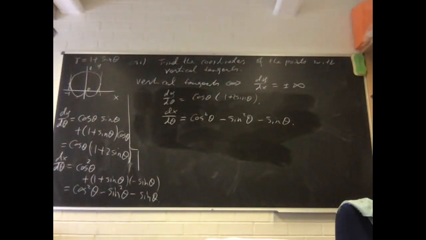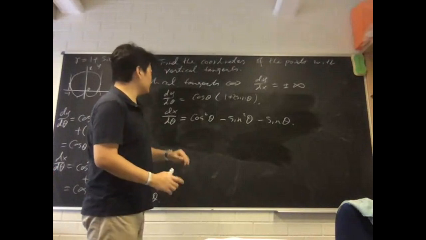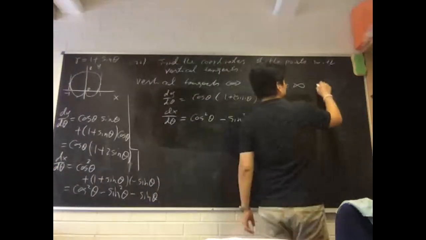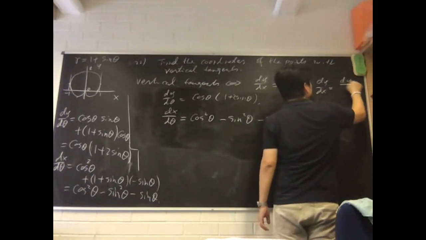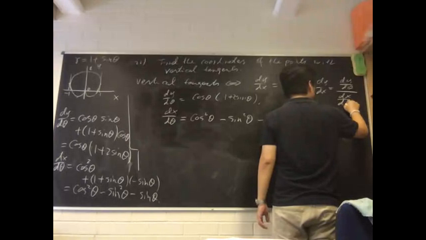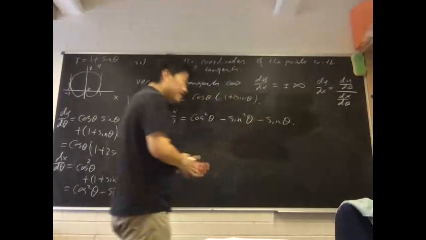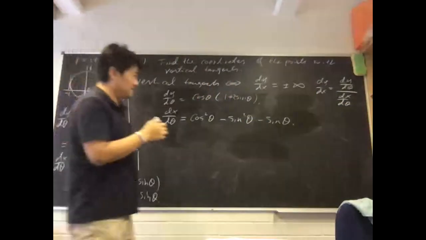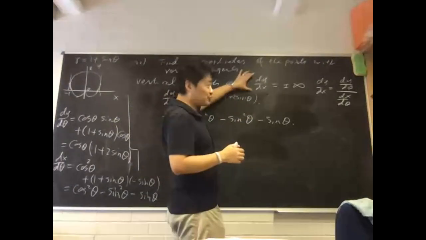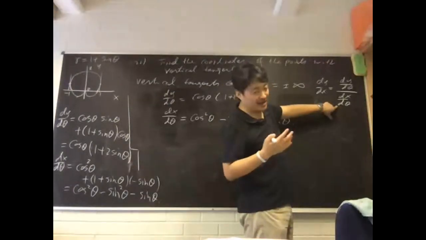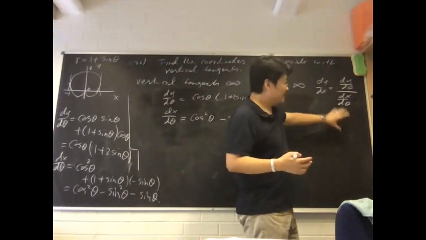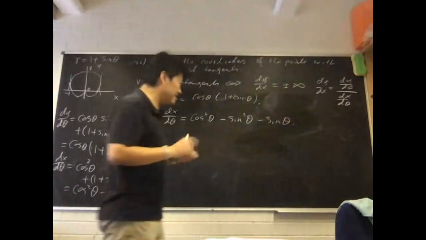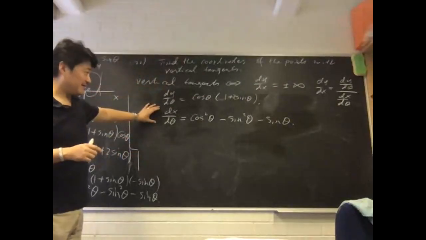All right, so remember, dy dx is dy d theta divided by dx d theta. I want to know where dx d theta is 0, right? Because I want this ratio to be infinity. That's to say that the denominator better be 0, because otherwise there's no way to get infinity. So the denominator has to be 0, so dx d theta must be 0.